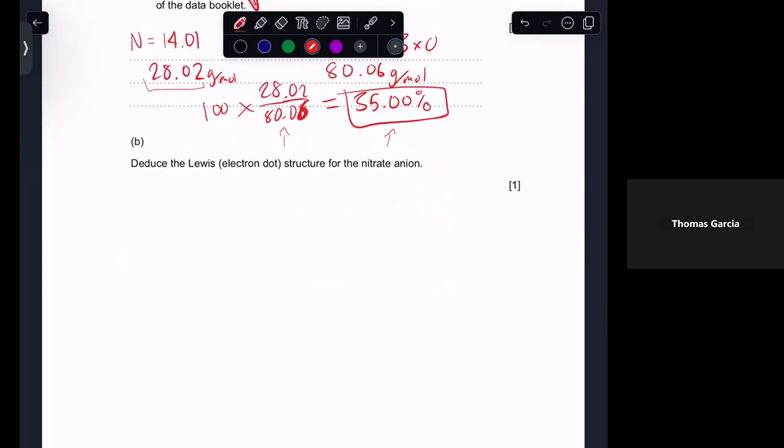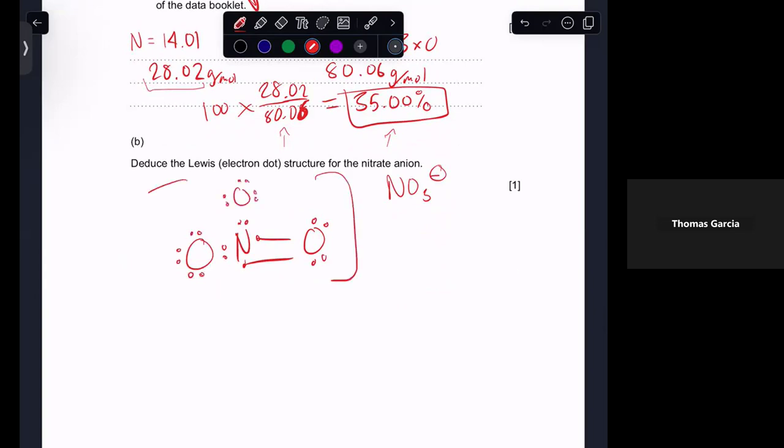Deduce the Lewis electron dot structure for the nitrate ion. Well, we can do this a couple ways, but I'm going to go ahead and just draw nitrogen with its 5 valence electrons. I will connect an oxygen and I will double bond it to make oxygen happy. Then I know that we have an NO3 minus. We've got that free little electron. I'll add it here. Now nitrogen has 2 lone pairs for which oxygen can just go ahead and coordinate covalent bond onto.